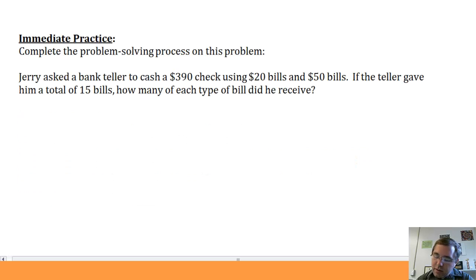And now your immediate practice problem, which is very similar to example number 1. Complete the problem-solving process, all 4 steps on this problem. Jerry asked the bank teller to cash a $390 check using $20 bills and $50 bills. If the teller gave him a total of 15 bills, how many of each type of bill did he receive? How many $20 bills? How many $50 bills? Again, it's very similar to example number 1.